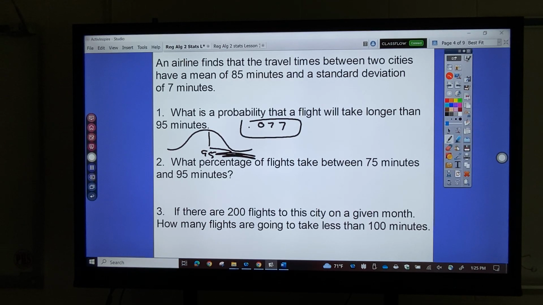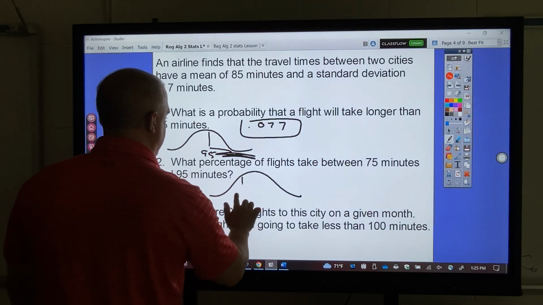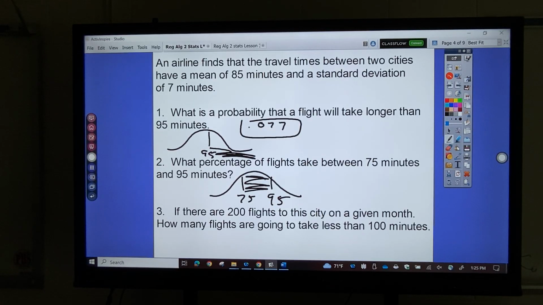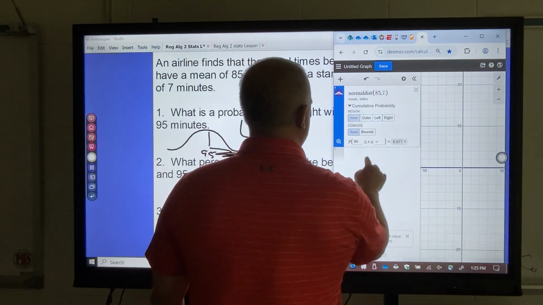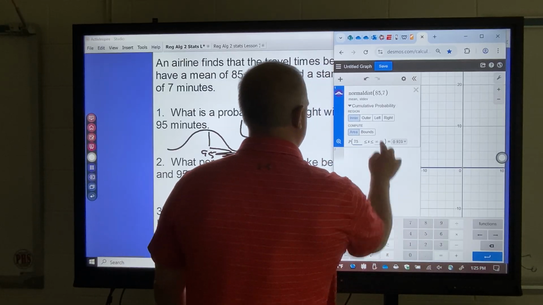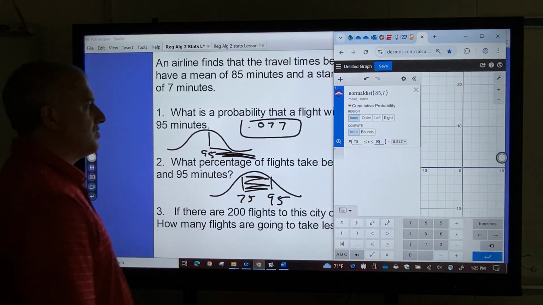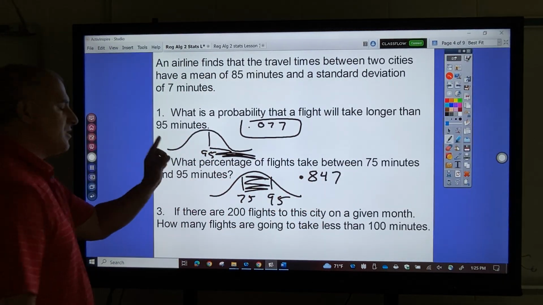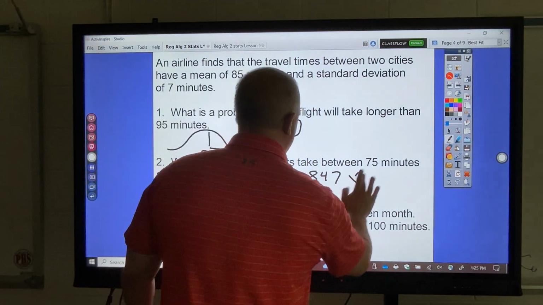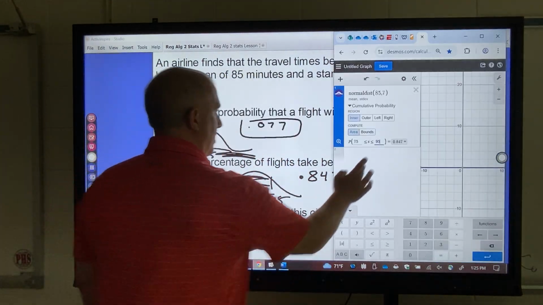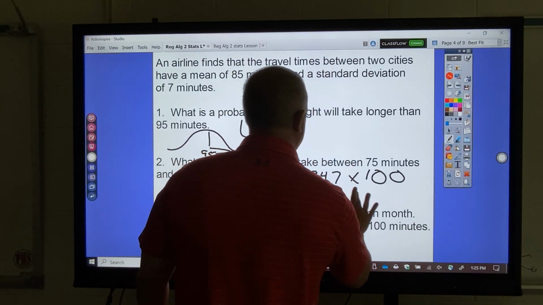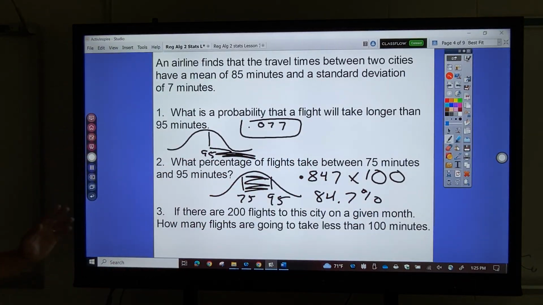Now it says what percentage of flights take place between 75 and 95 minutes. So I got to find the inner. So 75, 95, just like your curve. It's real easy, 0.847. Now, if you notice, it says what percentage. So I want to take that and multiply by 100. Just go to this next line and multiply by 100. That's 84.7%. That's how many flights will take between that period of time.